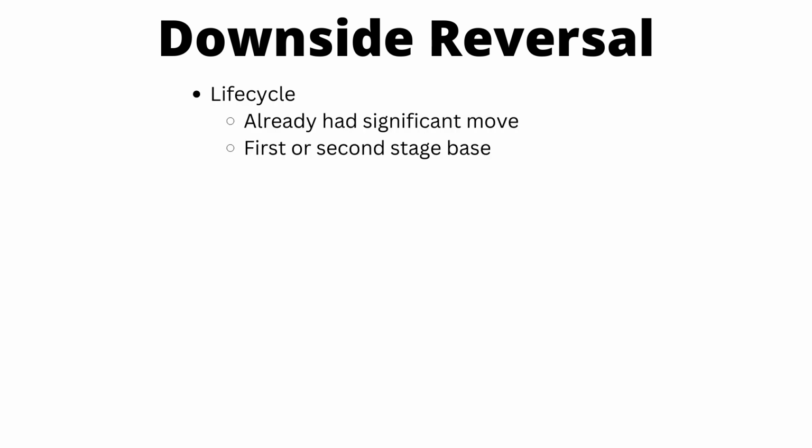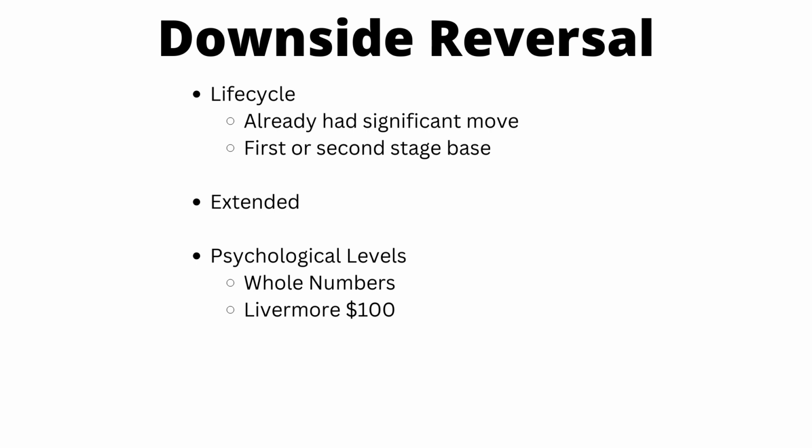Switching over now to a downside reversal bar, you need to first evaluate where the stock is in its life cycle. Has the stock already experienced a significant move, or is it just emerging now from a new first or second stage base? You should also consider how far extended price is from its moving averages, as well as any potential psychological levels, such as the Livermore 100 level.